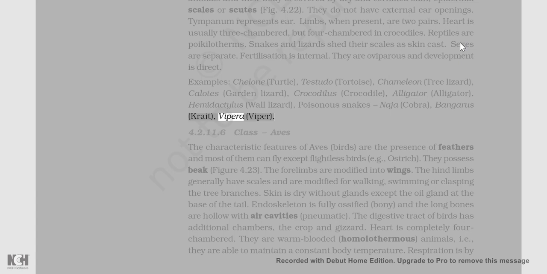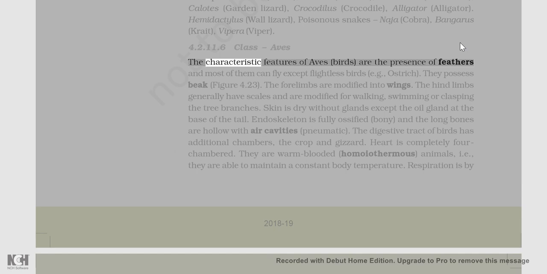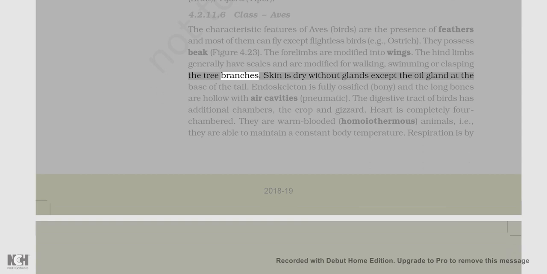4.2.11.6 Class Aves. The characteristic features of Aves, birds, are the presence of feathers and most of them can fly except flightless birds, e.g., ostrich. They possess beak, Figure 4.23. The forelimbs are modified into wings. The hind limbs generally have scales and are modified for walking, swimming or clasping the tree branches. Skin is dry without glands except the oil gland at the base of the tail.